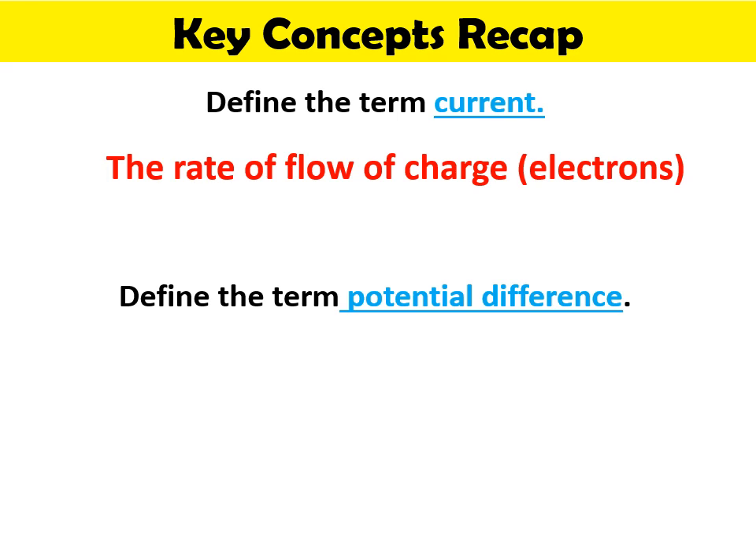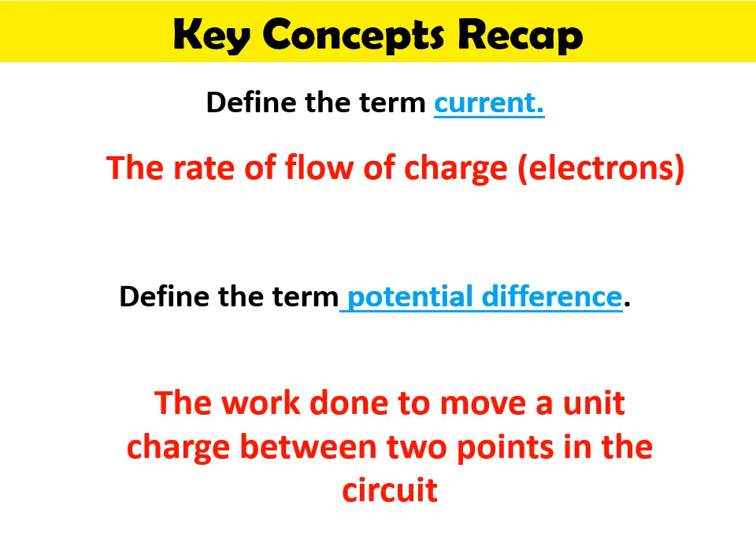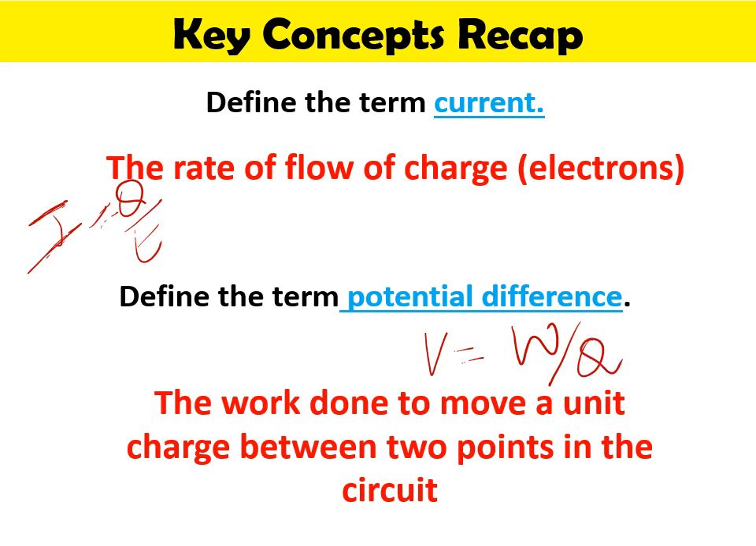Then define the term potential difference. How did we define potential difference that time? It is a work done. Potential difference is how much work the electrons or the charges have to do in order to move through a resistance. So it is the work done per unit charge. So the two equations that you have there are I is equal to Q over t, charge over time, and potential difference V is equal to W over Q. Okay, so these are the things that you need to keep in mind. We will need it later on.